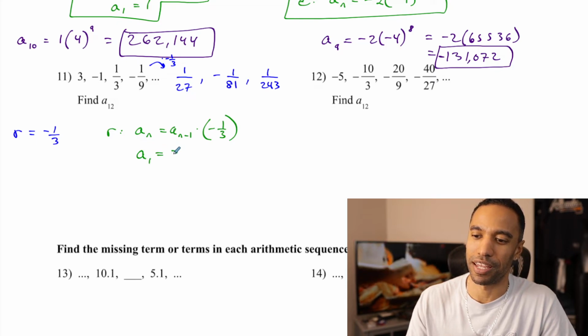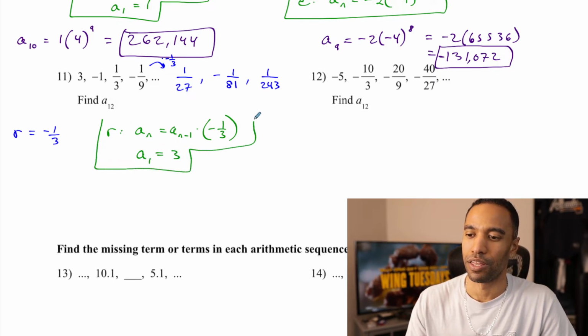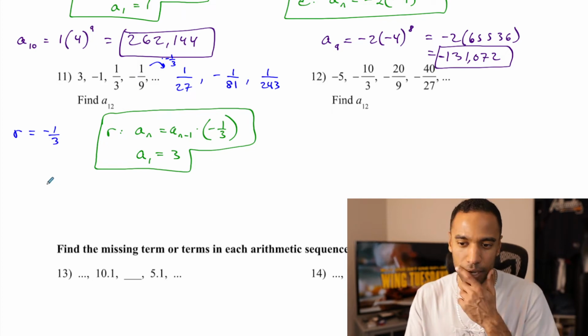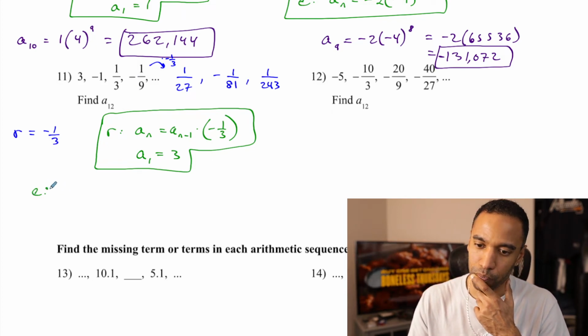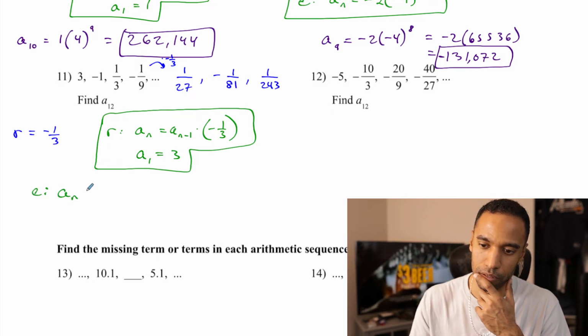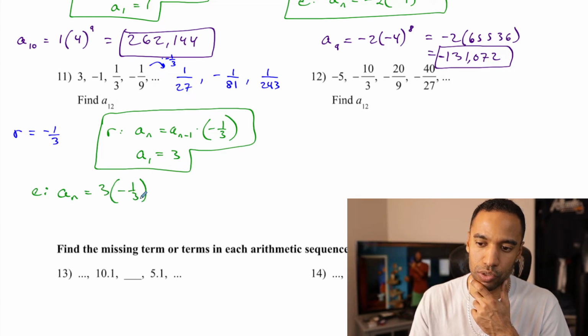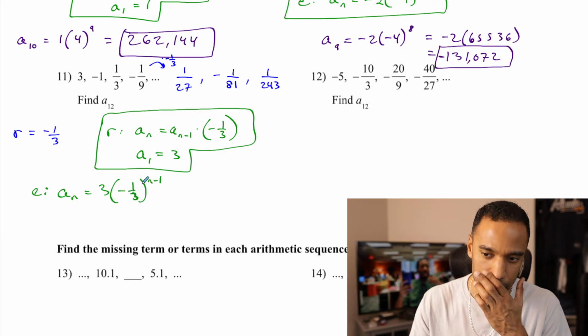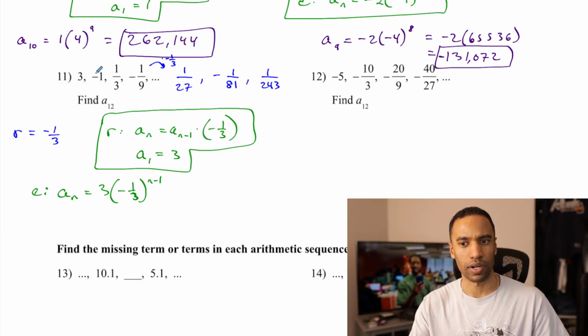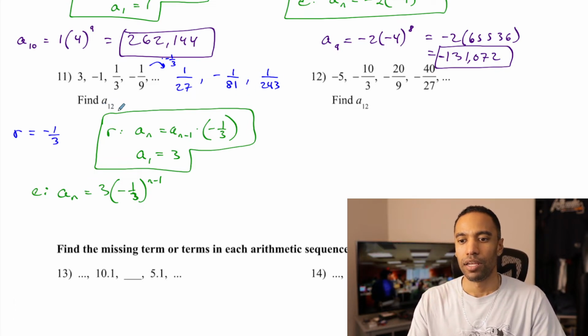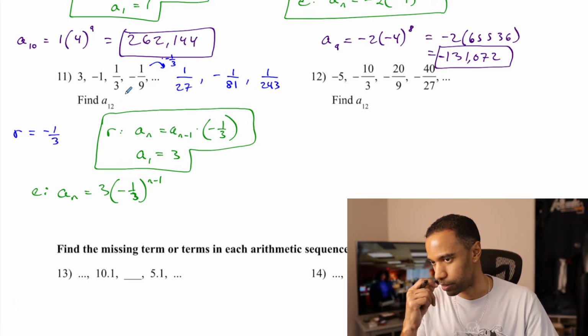The first term here is 3. 3 right there. So we're going to have that. The explicit rule, value of the first term is 3 times negative 1/3 to the n minus 1 power. So let's find a sub 12. This is one where I would probably definitely prefer to use this one. I know we're still 4 away, but I'm keeping the number small enough to work this thing out.